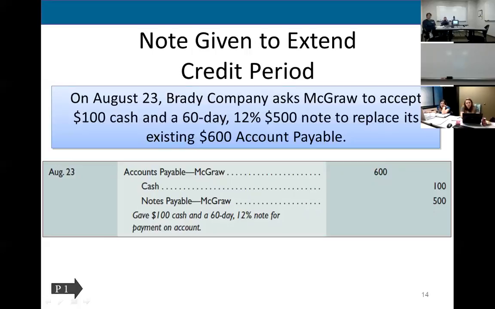So you're taking it out of accounts payable and replacing it with that note. So accounts payable, are we reducing it or adding to it? Well, you're kind of reducing it. We are reducing it. We're pulling it out of accounts payable.